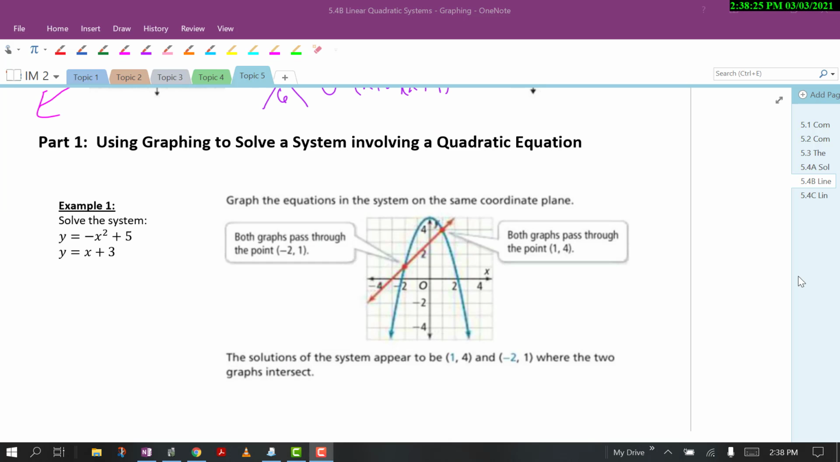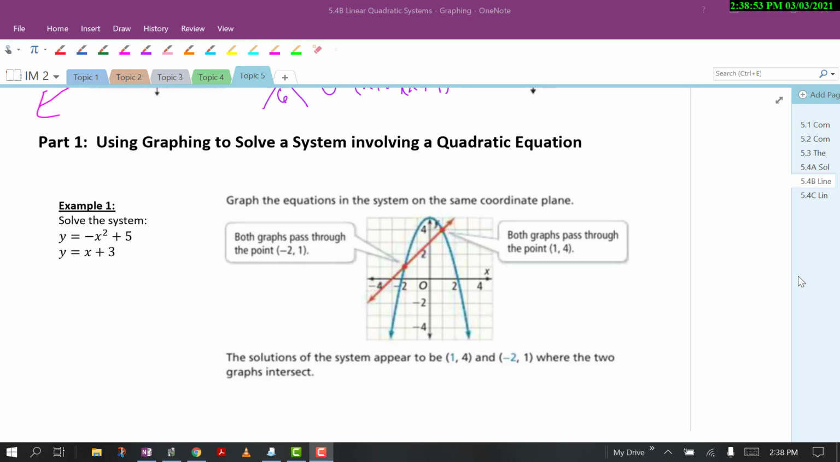So previously, we solved linear quadratic systems by elimination. Well, now we're going to look at graphing, and that really gets to the point of what's going on at those points. So if we want to solve the system y equals negative x squared plus 5 and y equals x plus 3, we graph both of them. But again, our graphs aren't perfect. So what we're going to see in a second is to use the calculator or a graph that's given to you.